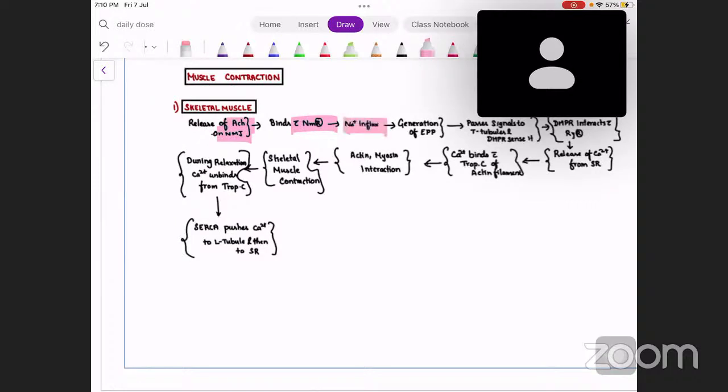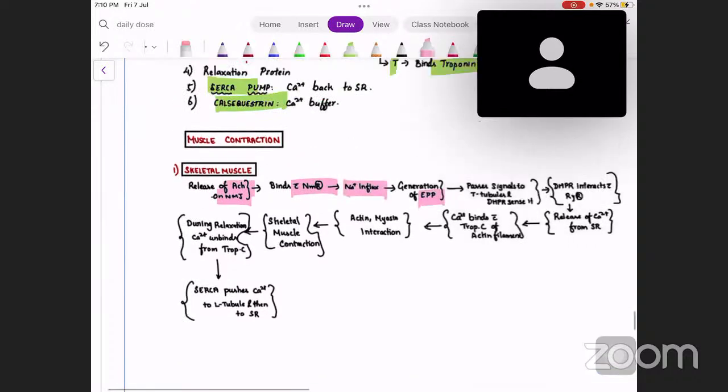Sodium will influx, the end plate potential will be generated, and then it will pass the signal to the T tubules. Then the DHPR will sense that T tubule signal and interact with the ryanodine receptor, and the ryanodine receptor in turn produces the release of calcium from the sarcoplasmic reticulum. The calcium binds with the troponin C of the actin filament. Actin-myosin interaction will happen.